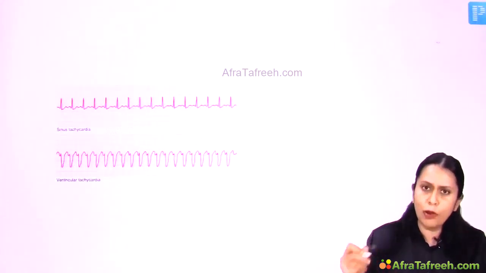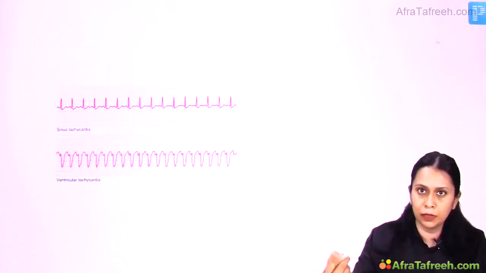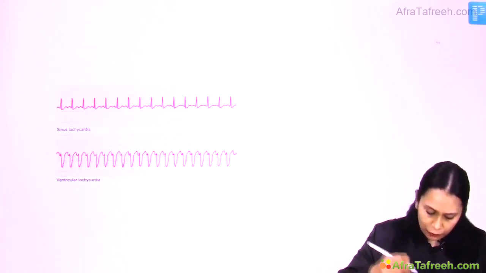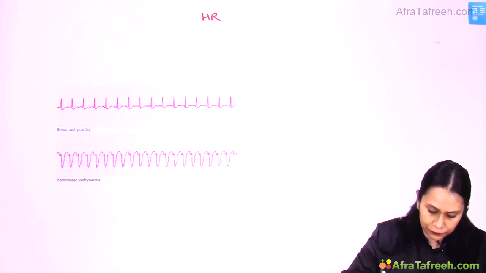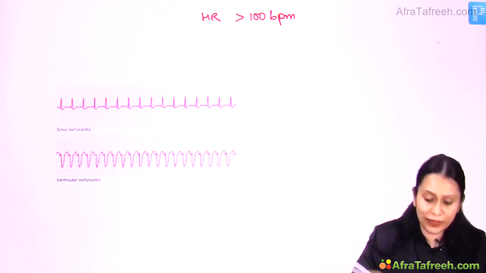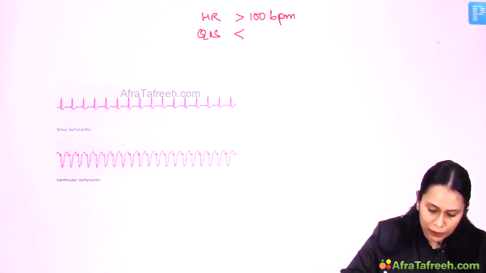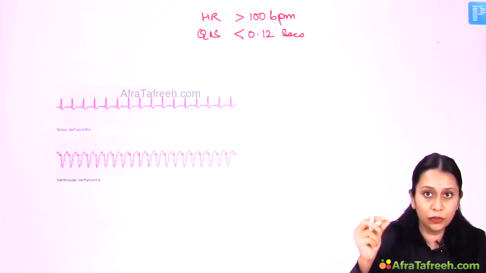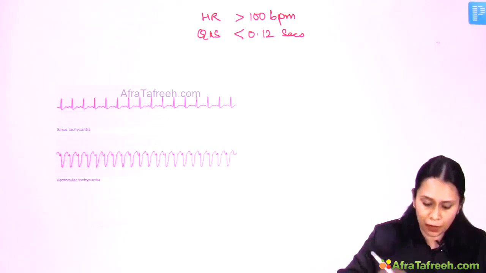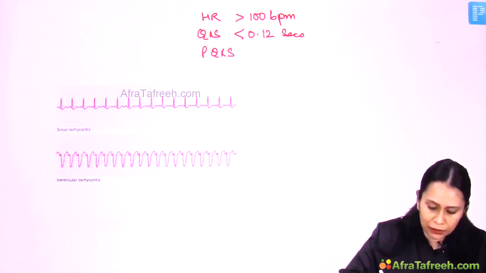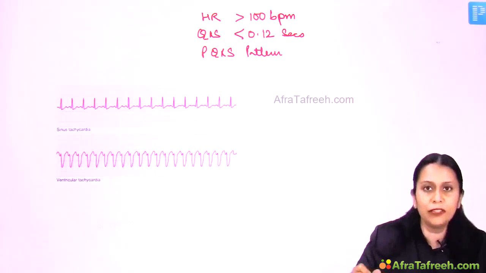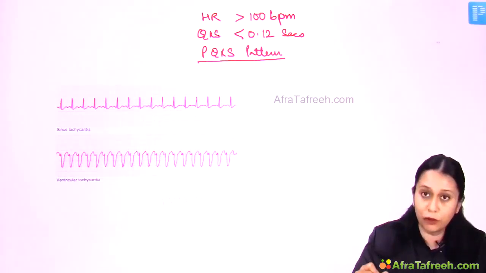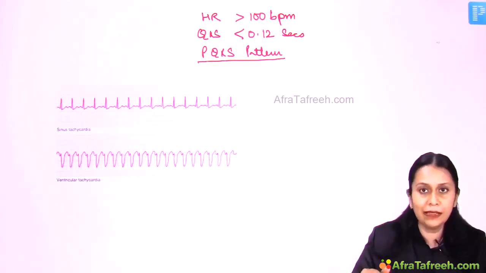Okay, so how do I recognize sinus tachycardia through an ECG strip? First, we see the heart rate. It should be above 100 beats per minute. Then we see the QRS complex. The width should be less than 0.12 seconds, right? The PQRS pattern should be followed. That is, one P wave should always be followed by a QRS complex. Then we call it sinus tachycardia.